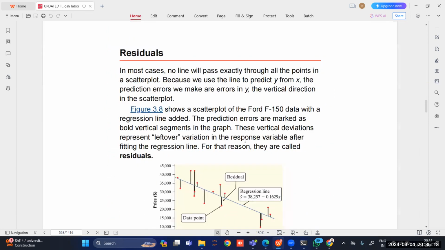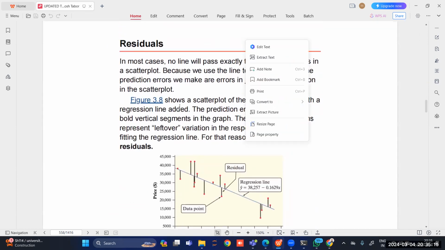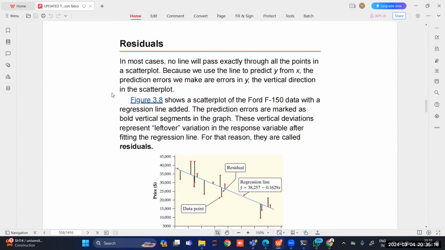Okay. Now comes the residuals. Come on, read this residual once. I'll just drink water.